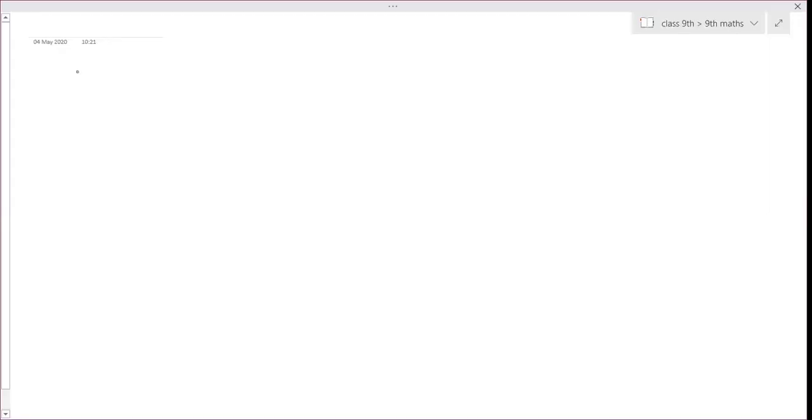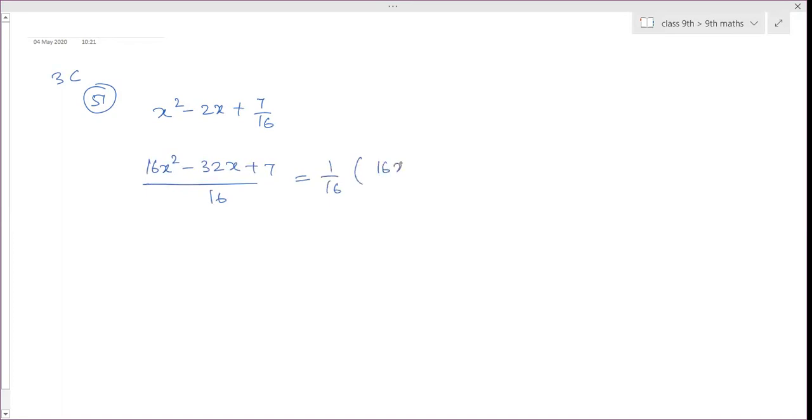So it is x square minus 2x plus 7 by 16. So take LCM: 16x square minus 32x plus 7 by 16. Keep this 1 by 16 outside: 16x square minus 32x plus 7.